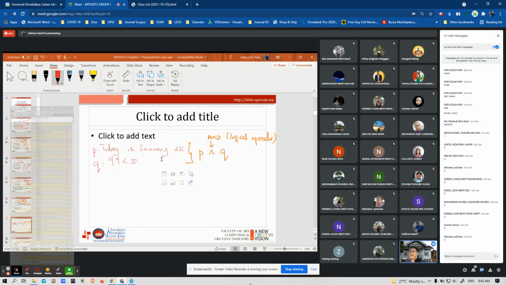Okay, and then for example, we denote by alphabetical letters: P, today is January 25th; Q, 99 is less than 5. P is a logical operator or connective. Okay, and then we have P and Q.